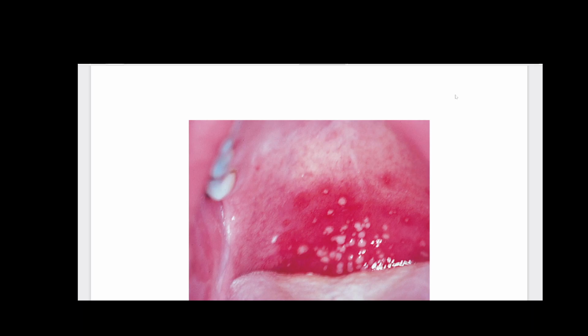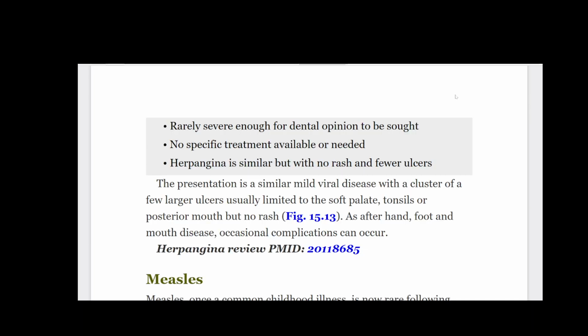St. Louis, Mosby. Box 15.3 Hand, foot and mouth disease. Key features: caused mainly by enteric viruses, highly infectious, school children predominantly affected, typically mild vesiculating stomatitis, vesicles and erythema on palms and soles of feet. Rarely severe enough for dental opinion to be sought, no specific treatment available or needed. Herpangina is similar but with no rash.